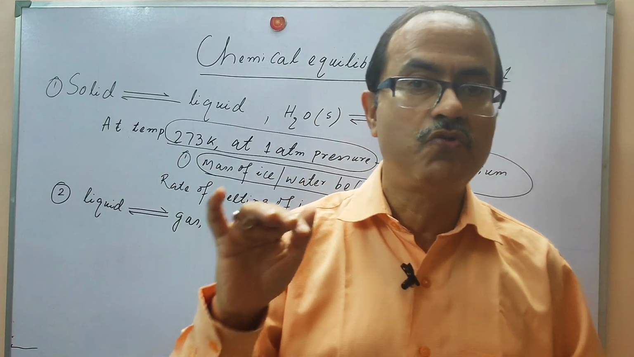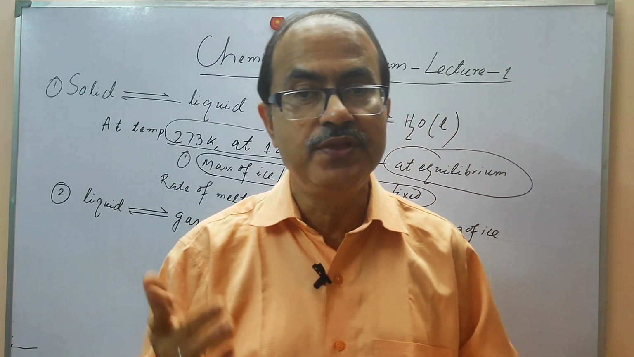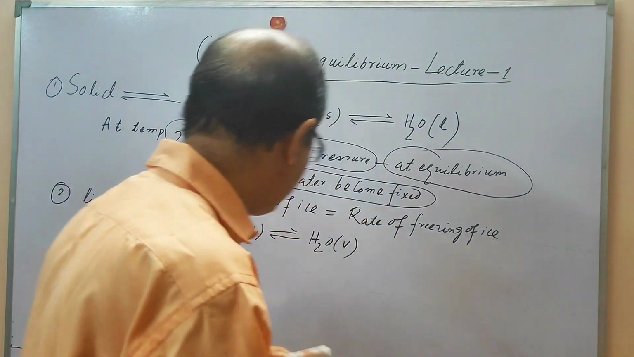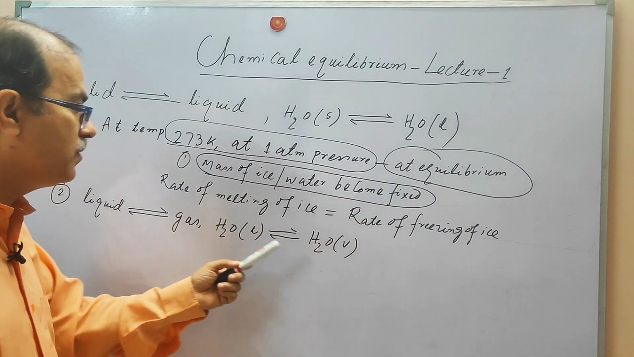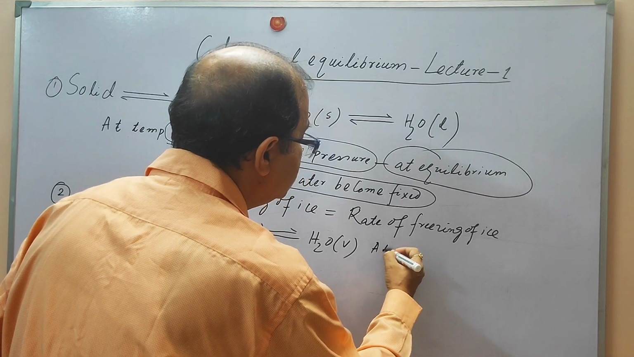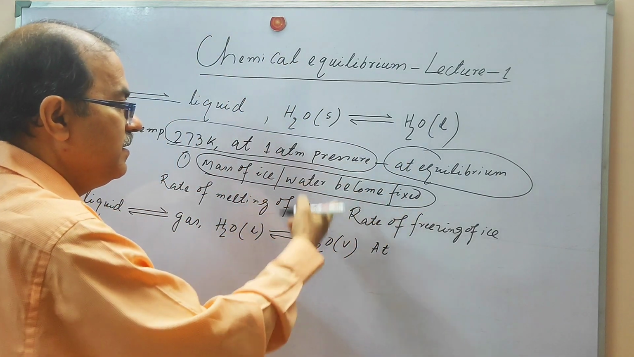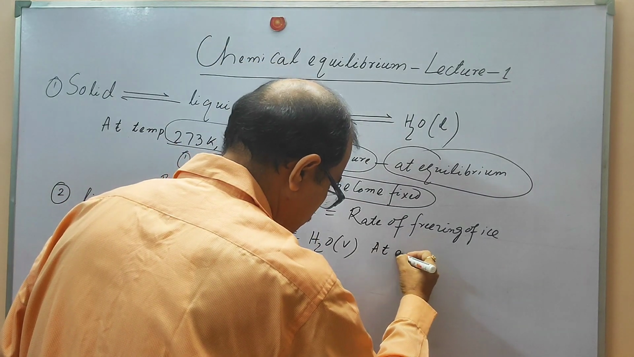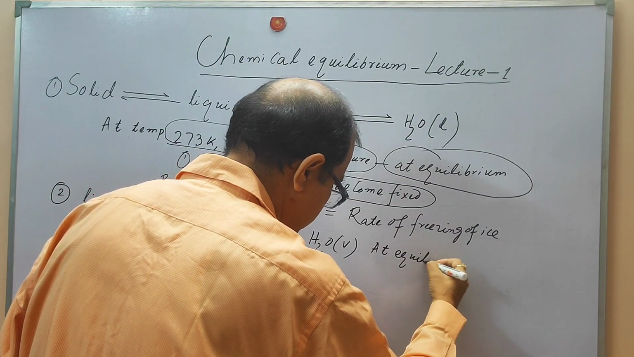And this constancy is achieved due to the fact that at that time this physical process we are talking about, the liquid to gas, has reached equilibrium. So we can say it this way: in the case of a phase transformation, at equilibrium, what is going to happen?